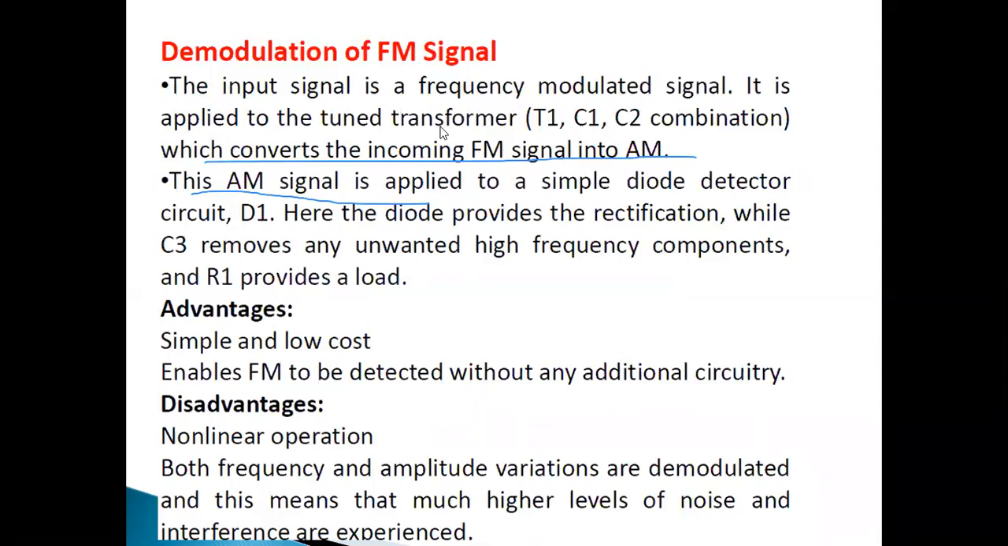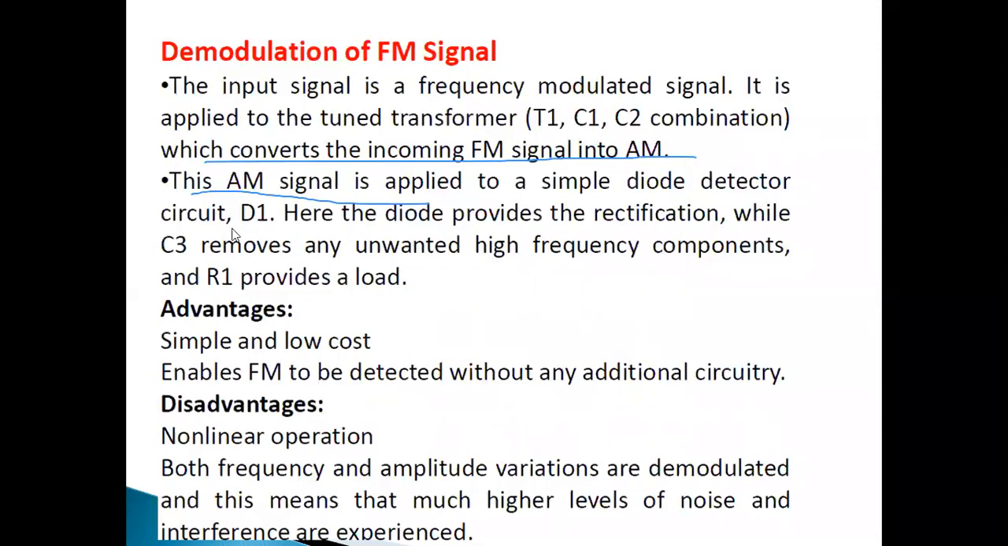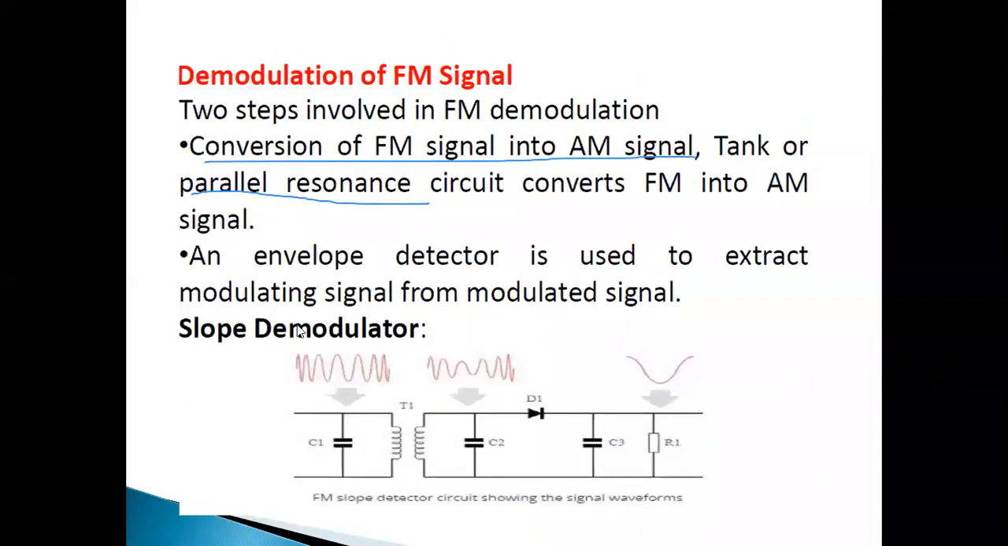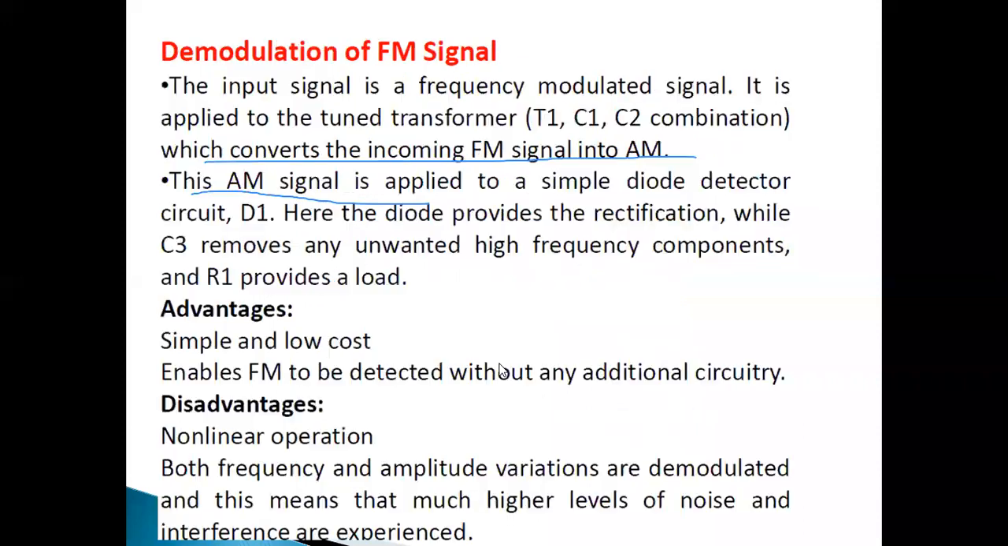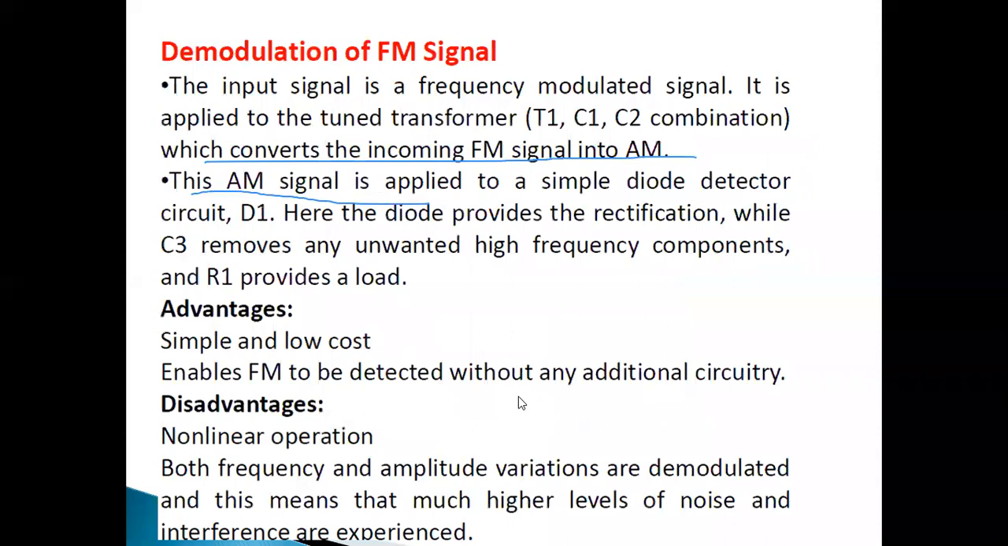In the input, a frequency modulated signal is applied to the tuned transformer T1, C1 and C2 combination, which converts the FM signal into an AM signal. We already know this very well. Then this AM signal is applied to a simple diode detector circuit, the diode detector D1.